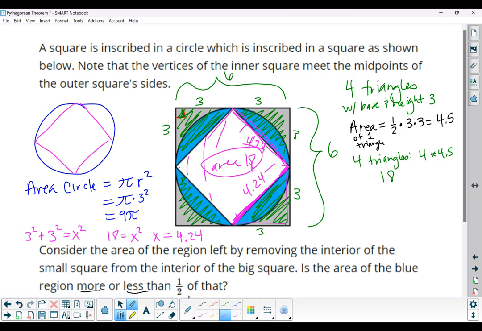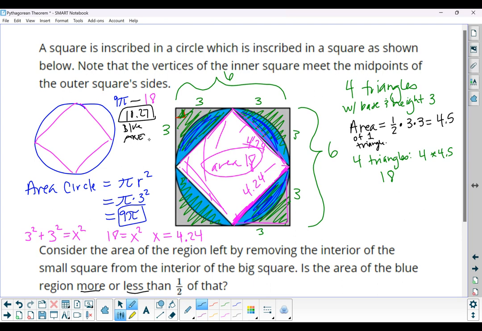Okay, so to figure out these blue wedges, these blue circle wedges right here, we need to take the area of the circle, which is 9 pi, and subtract the pink square in the middle, which is 18. So let's do that in our calculator. 9 pi subtract 18, and my calculator tells me that is 10.27.